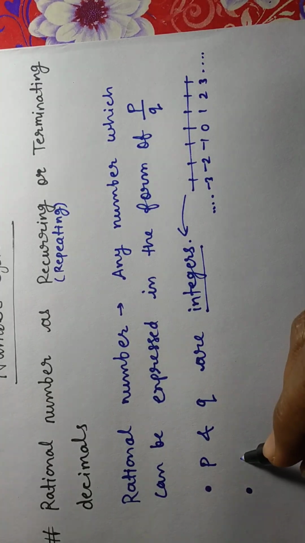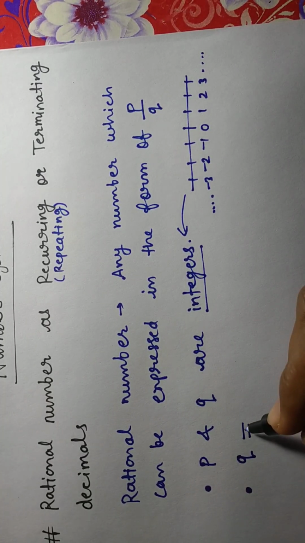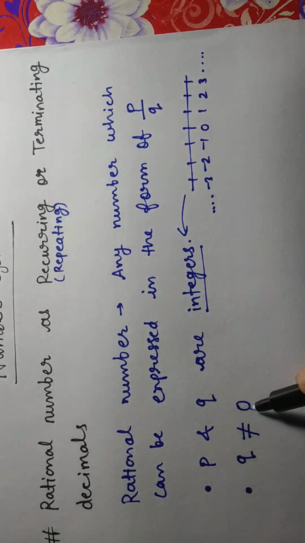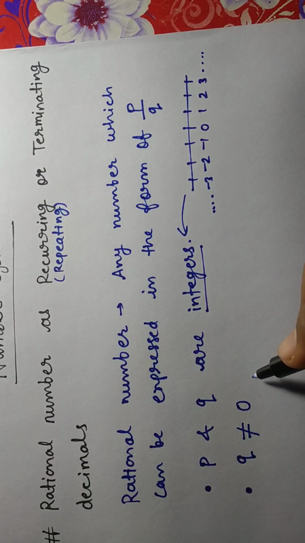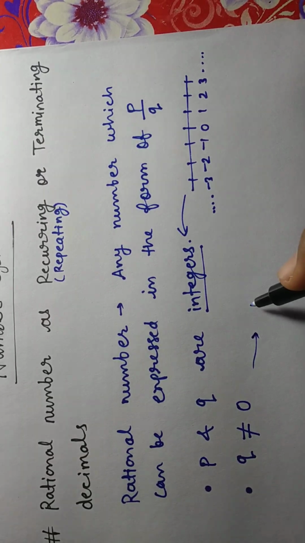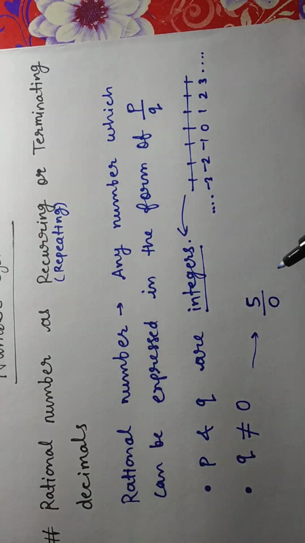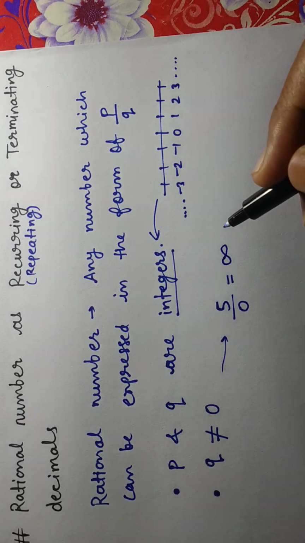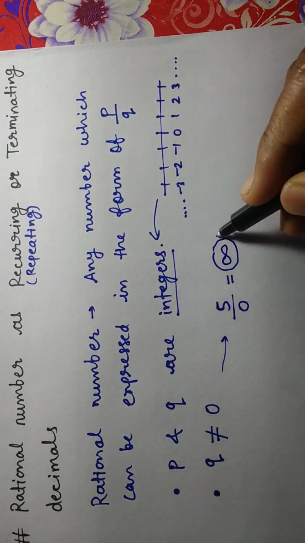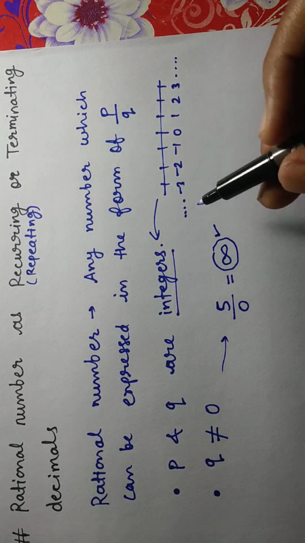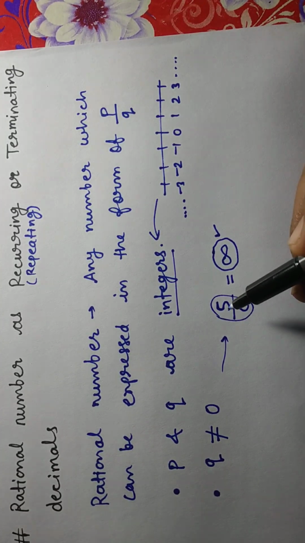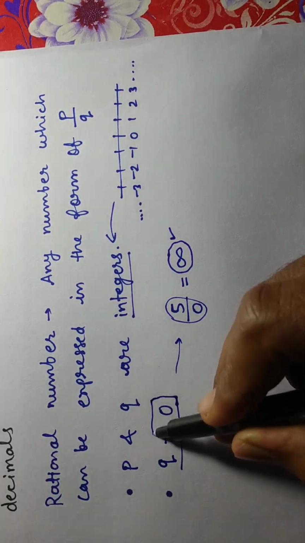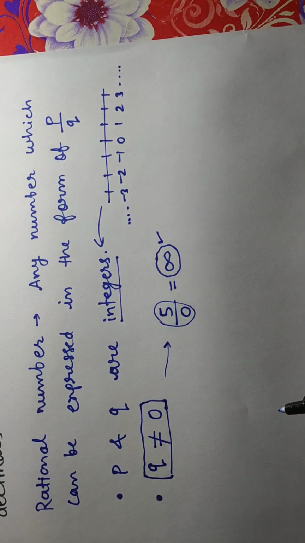One more essential condition is there, which is that the denominator Q should be not equals to 0. Why the Q should not be equals to 0? Suppose there is a rational number, suppose it is 5 upon 0. So when 0 is in denominator, it actually becomes infinite. And infinite in itself is not defined, right? So we cannot say it is a rational number, right? So the essential condition is that the Q should never equals to 0.